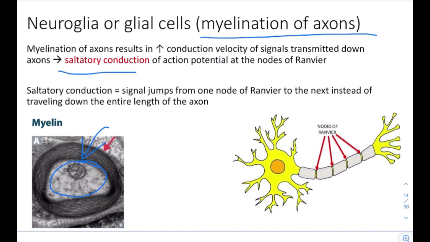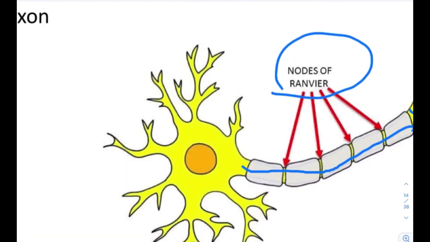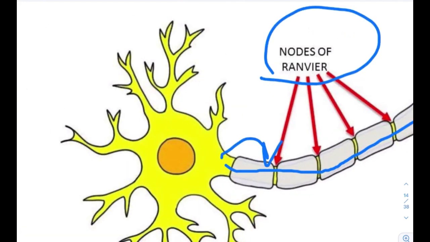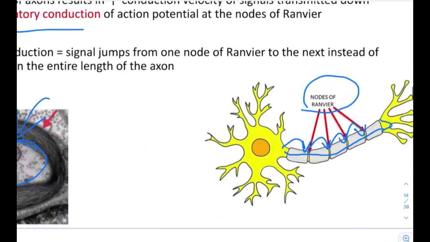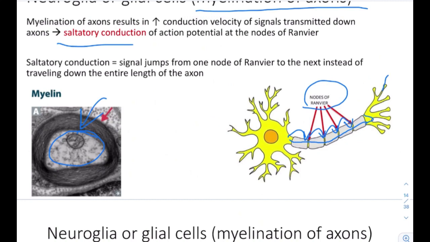What this means is that instead of the signal traveling down the entire length of the axon, the signal jumps in between spaces called the nodes of Ranvier. So the signal jumps like this, okay, from each node of Ranvier to the next. And this allows the signal to travel faster. And this property is lost by demyelination.